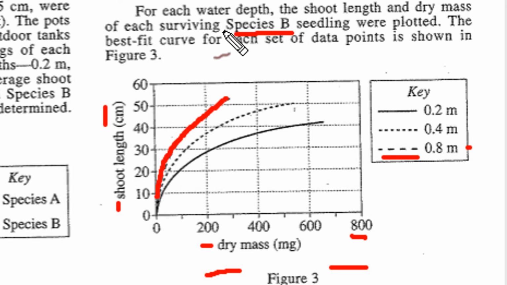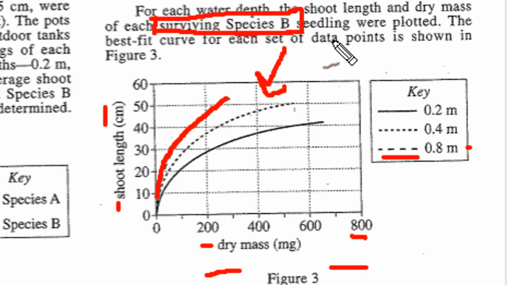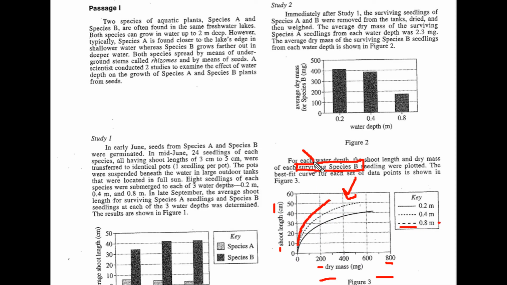All right? Now we just read that. For each water depth, the shoot length, dry mass for each surviving. Whoa, okay. For each surviving species B, and that gave us this information. So now I know that not only are we looking for species B, but we're looking for surviving species B. So what do we do? We go back up because we still don't have enough information. We come back up here, it's surviving seedlings of species A and species B.